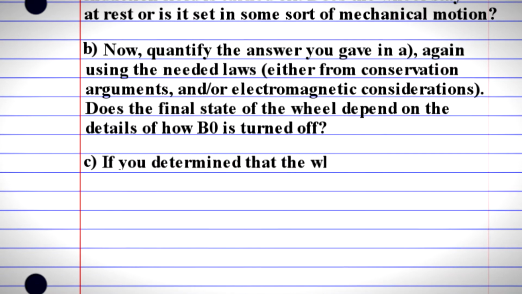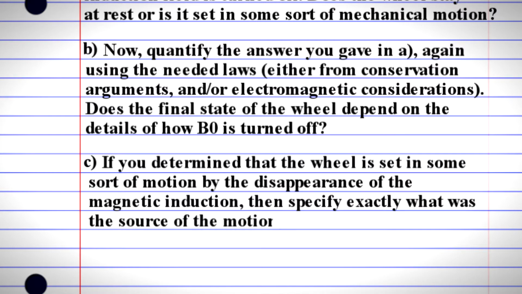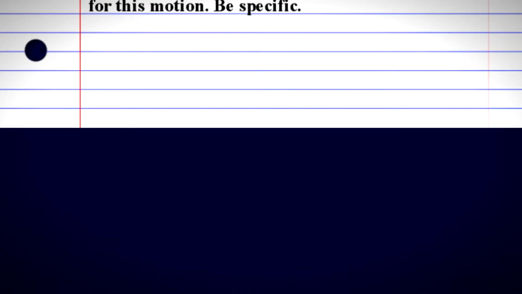C. If you determine that the wheel is set in some sort of motion by the disappearance of the magnetic induction, then specify exactly what was the source of the motion and the agent responsible for this motion. Be specific. Let's begin with part A.